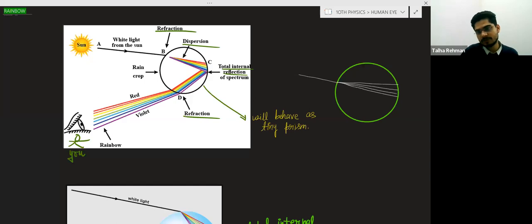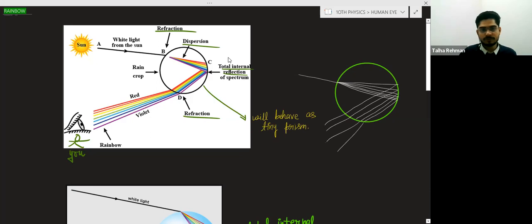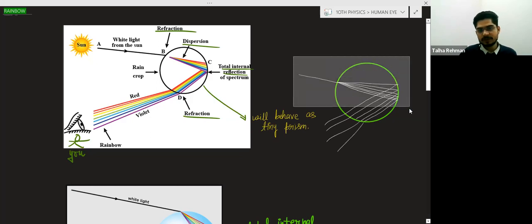And from here you will show that light rays are totally internally reflected like this. Can you do this now? And after that there will be the refraction taking place, so you can just show that like this. So in this way please draw this diagram.